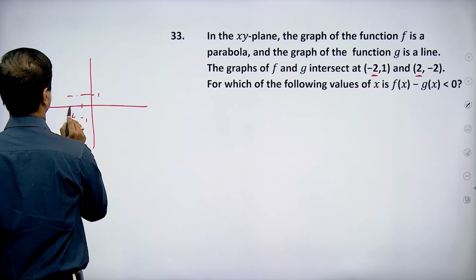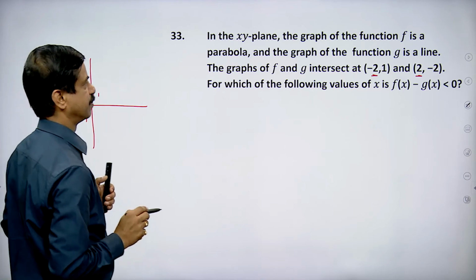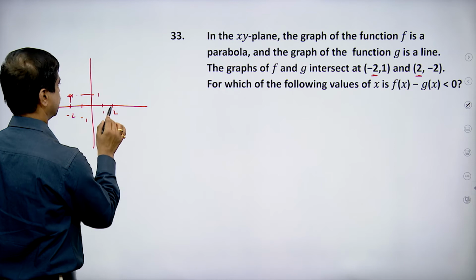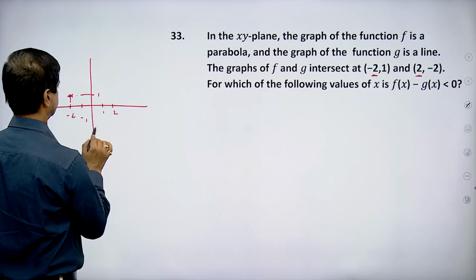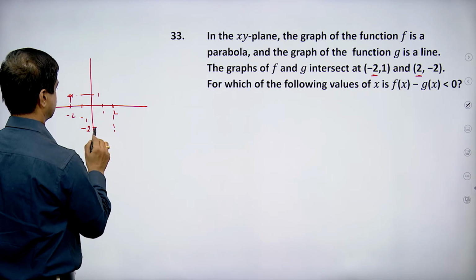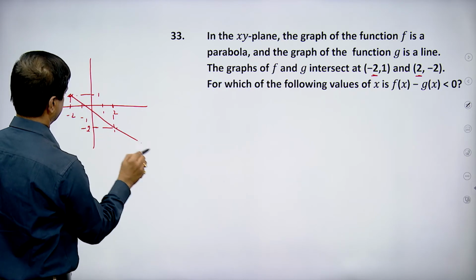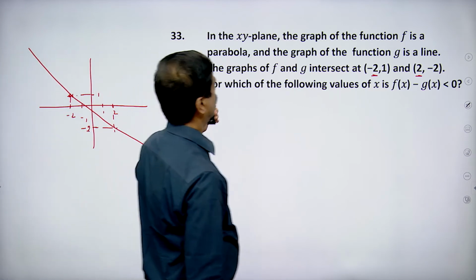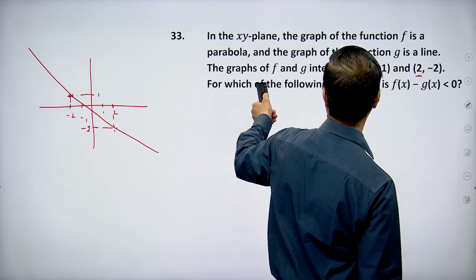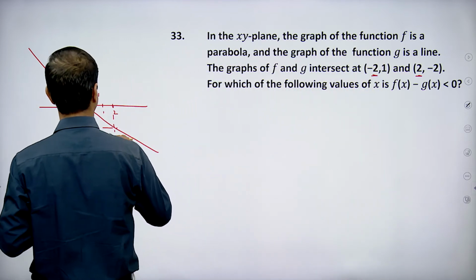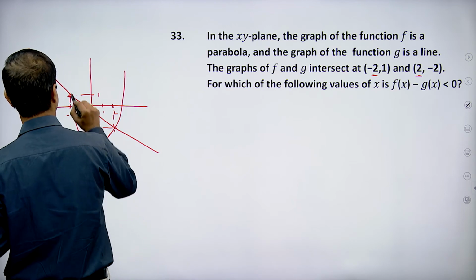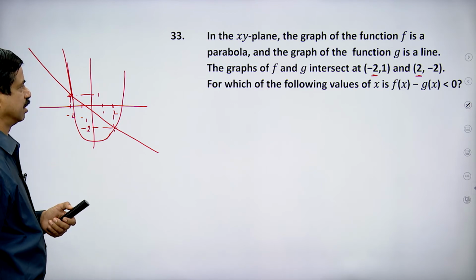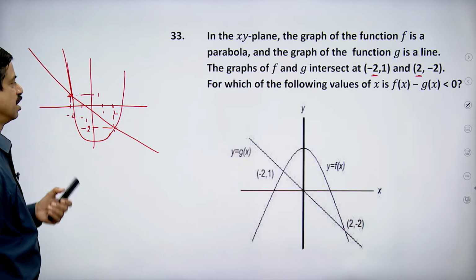So, that means one point of intersection is this. Now, when x is 2, y is minus 2. Means the other point of it, that means the line is like this. Now, the function f is a parabola, means it is like this. It is passing through this and it is passing through this. This is the graph of the parabola. F of x minus g of x is less than 0.